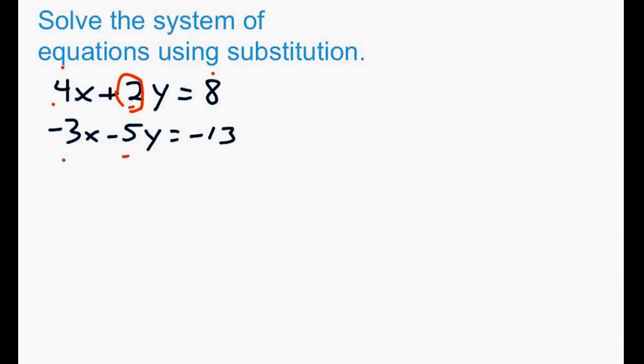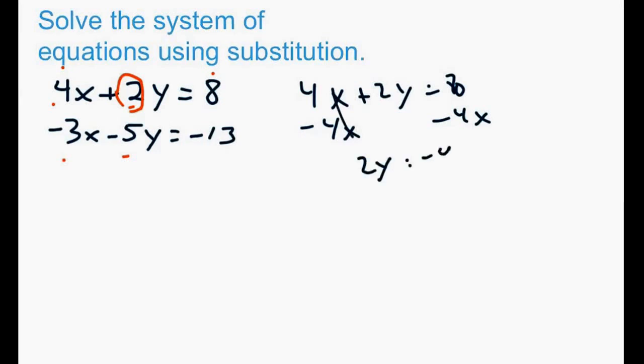So let's take this 4x plus 2y equals 8, and let's solve for y. We'll subtract 4x on both sides. That cancels. 2y equals negative 4x plus 8. We'll divide everything by 2.